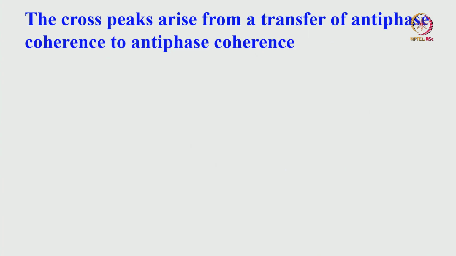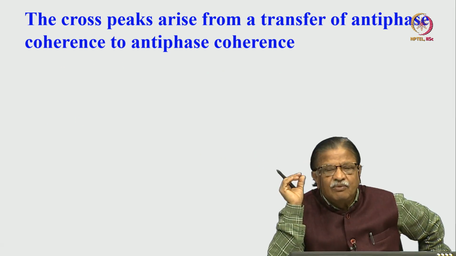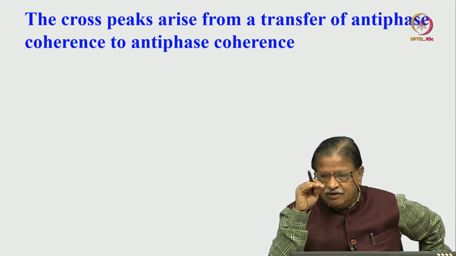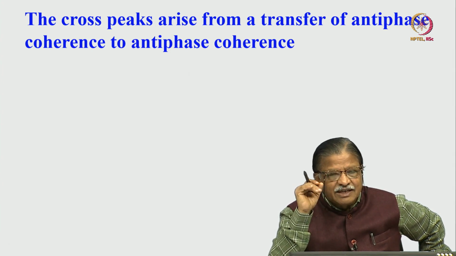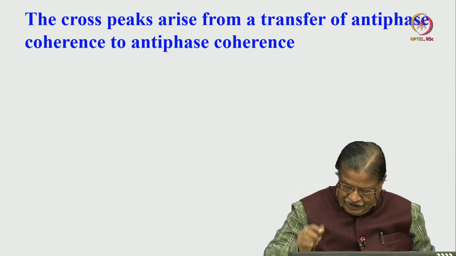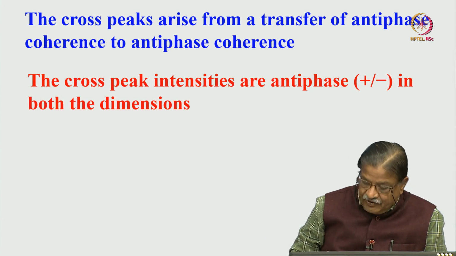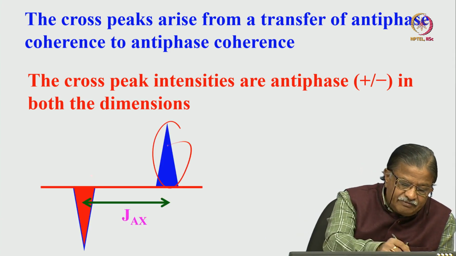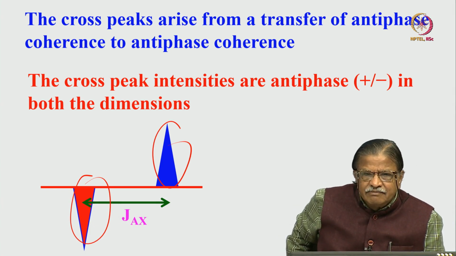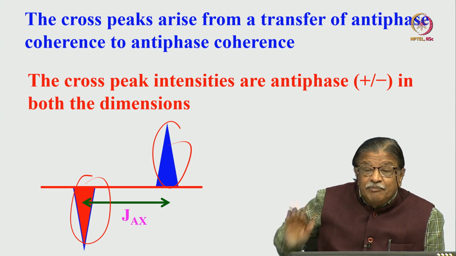What about the cross peaks? A cross peak always arises in COSY because of transfer of antiphase coherence to antiphase coherence. What is an antiphase coherence? We discussed this during the spin lock discussion, the spin echoes, and also INEPT. We discussed J modulation at various places. The cross peaks are antiphase, that is, one is positive and the other is negative like this. This is called an antiphase doublet, and the cross peaks are always antiphase in both dimensions.